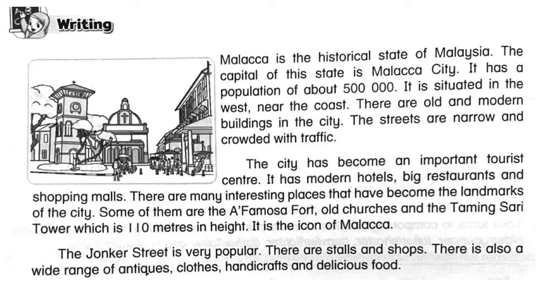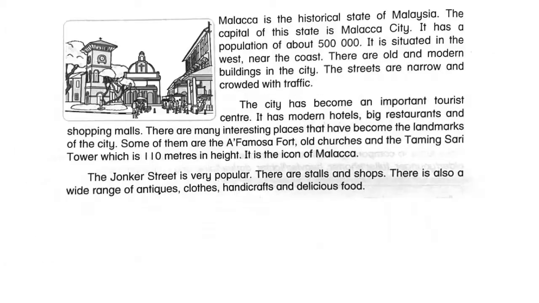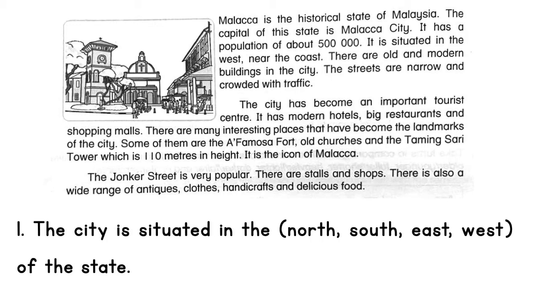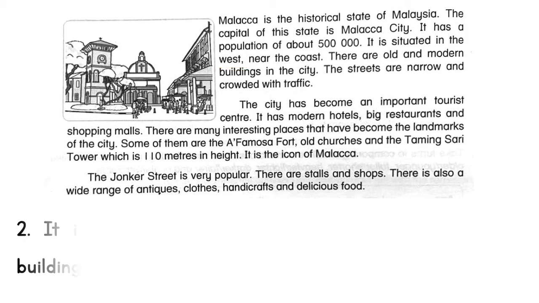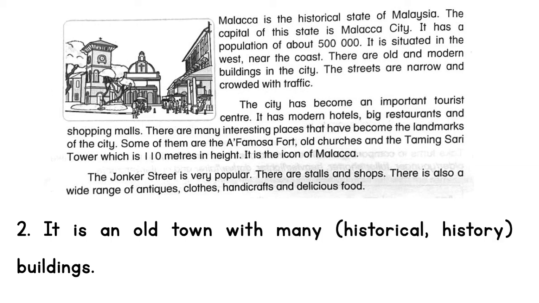Okay, based on the text, underline the correct words that describe Malacca City. Okay, the city is situated in north, south, east, or west of the state. Okay, look for the answer in paragraph 1. So the correct answer will be west. Yes, underline, not circle. Alright. Okay, 2. It is an old town with many historical or history buildings. Definitely historical buildings.